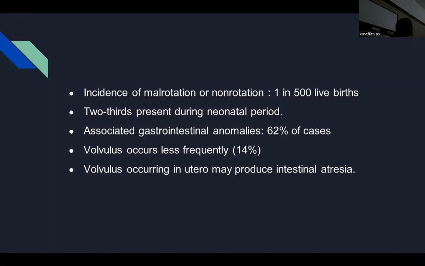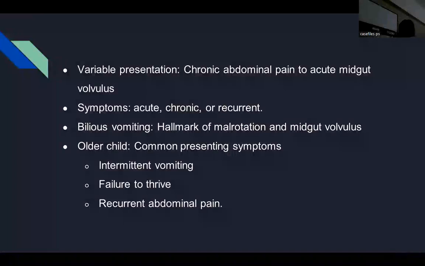Volvulus occurs less frequently in patients with malrotation, however the incidence is quite high, as much as 14%. Volvulus sometimes can occur in utero, and these patients can present with features of intestinal atresia because of the vascular insult. The presentation can vary from chronic abdominal pain to acute manifestations like midgut volvulus. The symptoms can be acute or chronic, and sometimes recurrent. Bilious vomiting is a hallmark of malrotation and midgut volvulus.